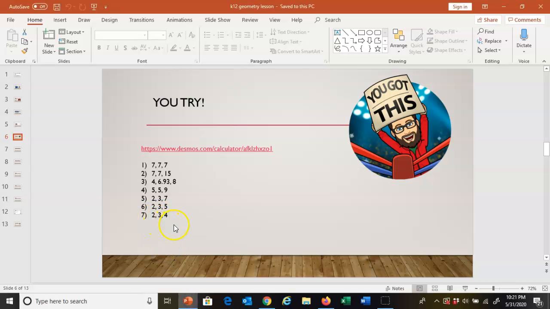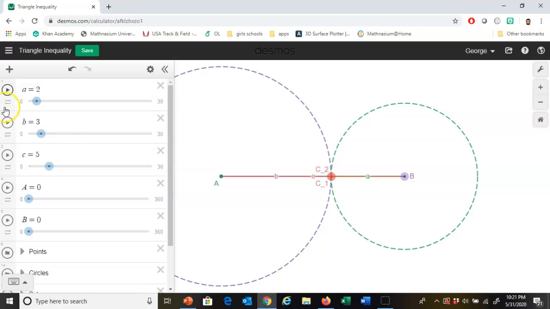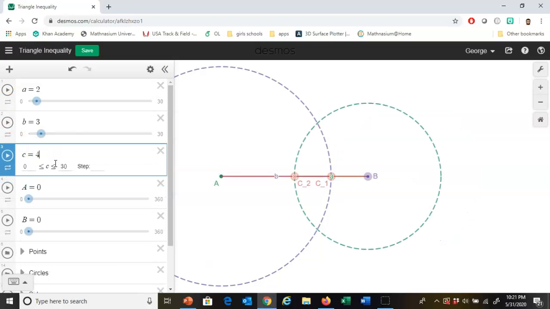And last one, 2, 3, and 4. So let's make that a little bit smaller, make C 4. There's a little bit of overlap now, so let's see what we can do to make this work. Maybe this is 30, looks like it was a little too big. 28, too small.